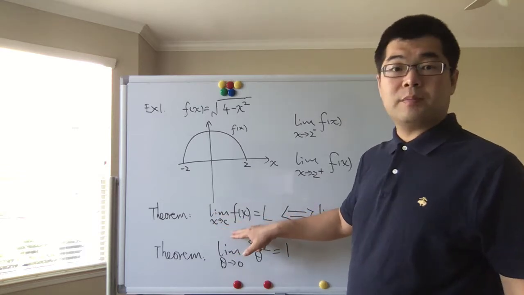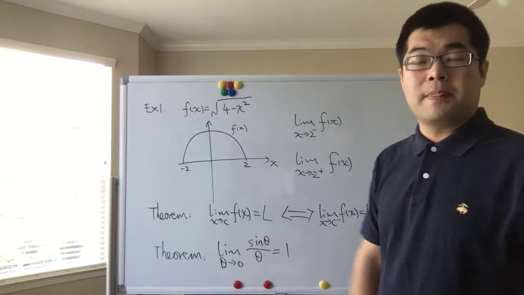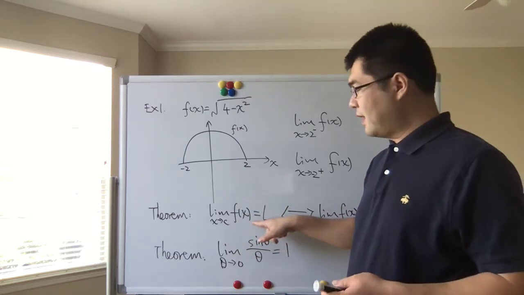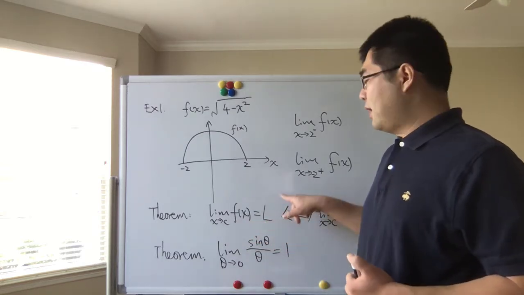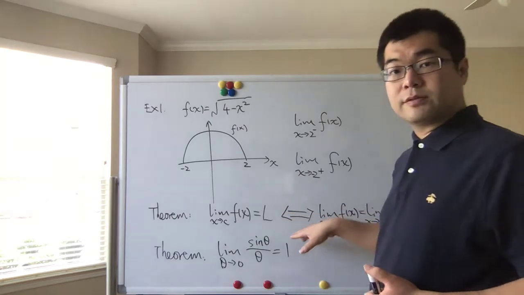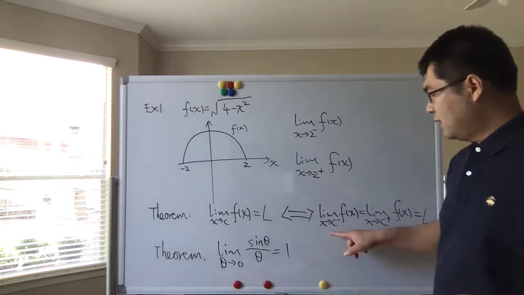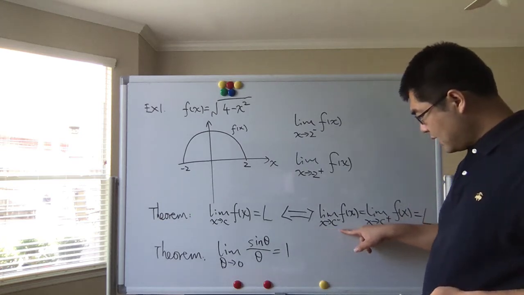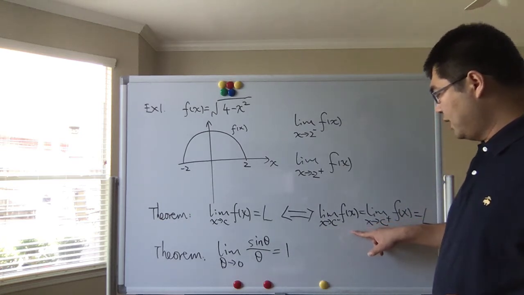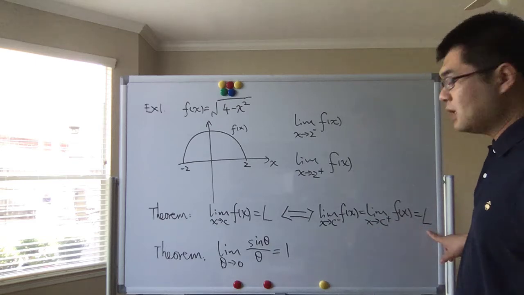Limit as x approaches c. c is the approaching number. f of x equals capital L. You see the two arrows, right? This holds if and only if the left side limit equals the right side limit equals capital L.